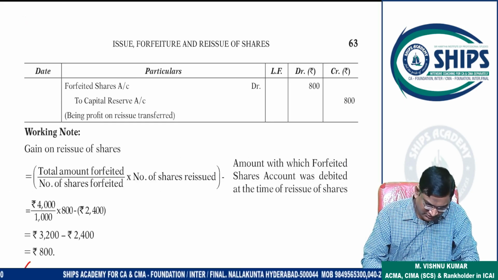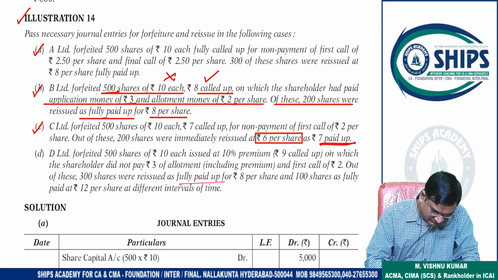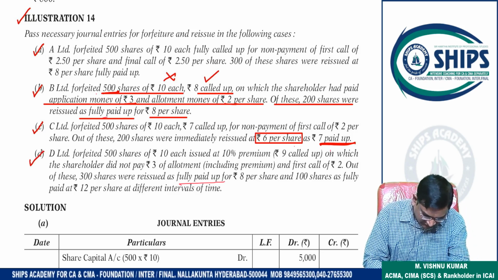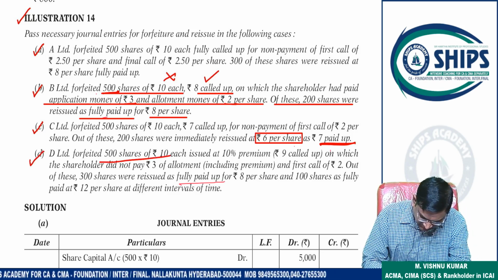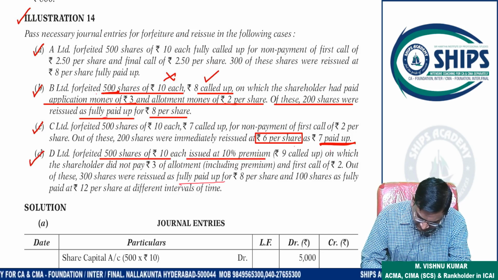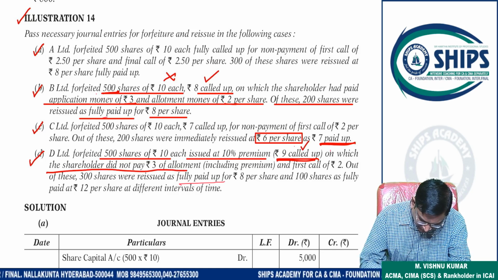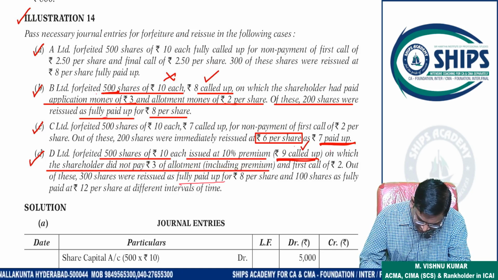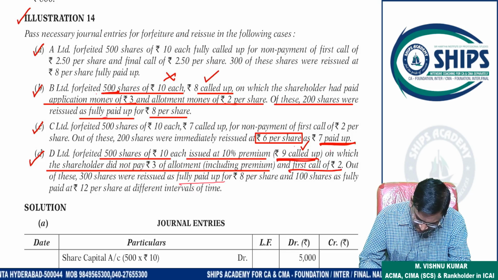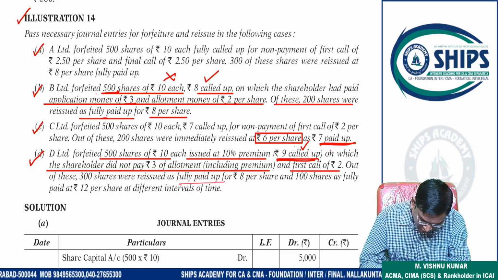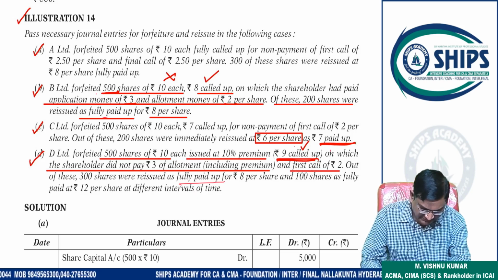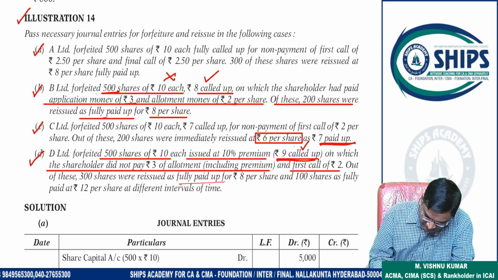Okay, now see the last case. Limited forfeited 500 shares of 10 each, issued at 10% premium, 9 called up. So in the journal entry we have to write 9 only, 10 will not come. And the shareholder did not pay allotment including premium. So premium not collected means allotment is not collected, first call also not collected, final call is not made.